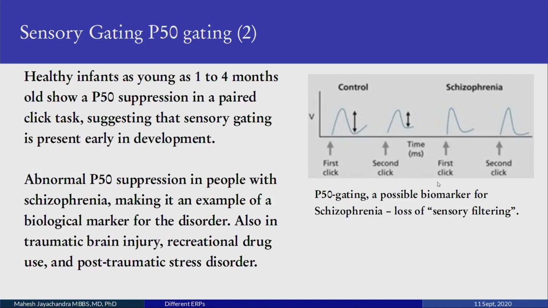So in schizophrenia, consider these data over here. You have the controls. This is the first click, the amplitude of the P50, the auditory response following the P50 gating. And then you have a second click, and it's smaller.